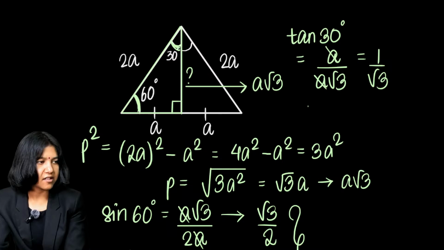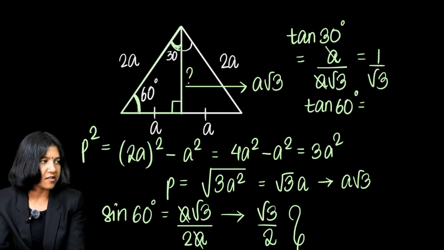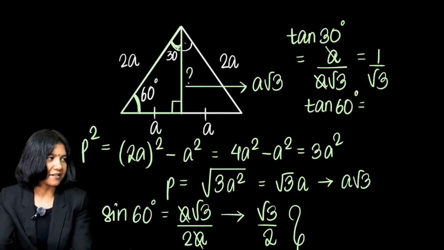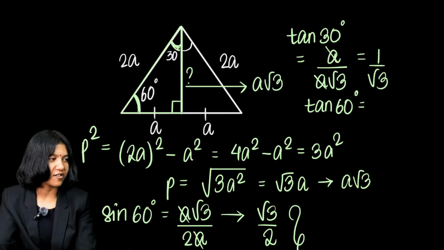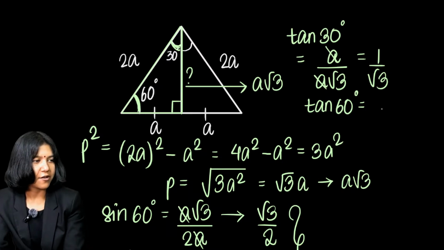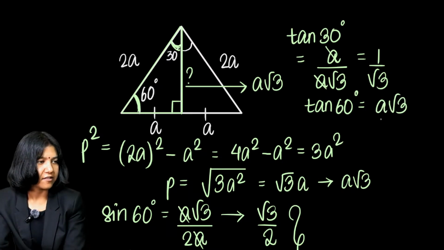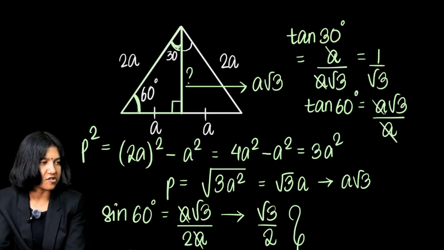And for 60 degrees, again you have to find it, so you look at the new perspective, or just change your perspective. You look at this as the opposite or the perpendicular now. So a root 3 upon a. That is the reason why tan 60 is just the reciprocal of tan 30, giving you root 3 as the answer.